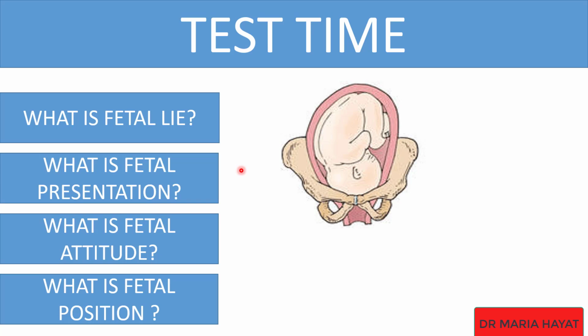Now the test time. If you have watched my previous videos, in those I talked about the fetal lie, the fetal presentation, and fetal attitude, and in this video I have talked about the fetal position. So first watch them. Then you have to answer the following questions. The image is given. You have to tell me what the fetal lie is in this image, what its presentation is, what the fetal attitude is, and what the fetal position is. You have to write the answers and post them in the comment box.